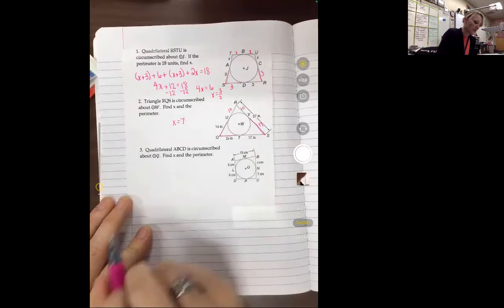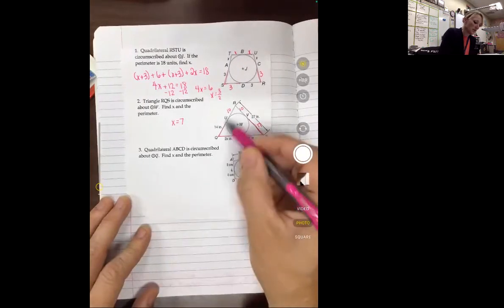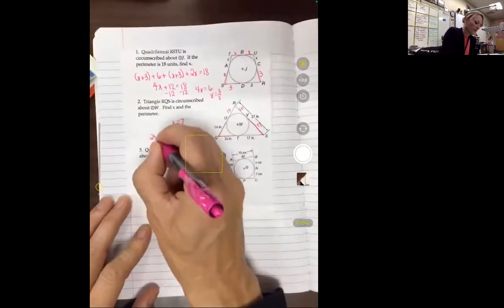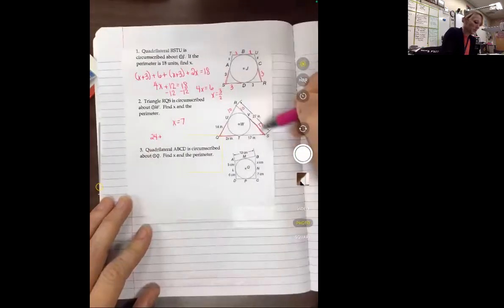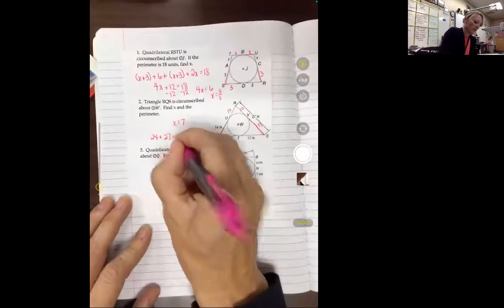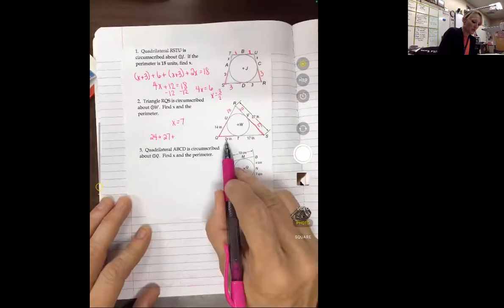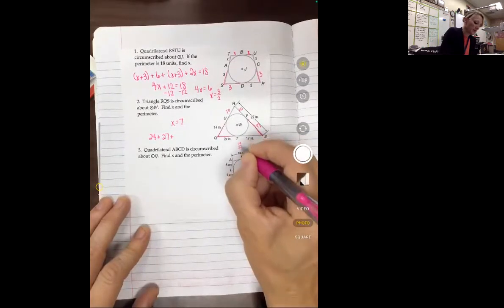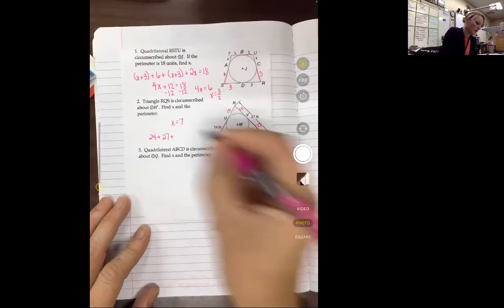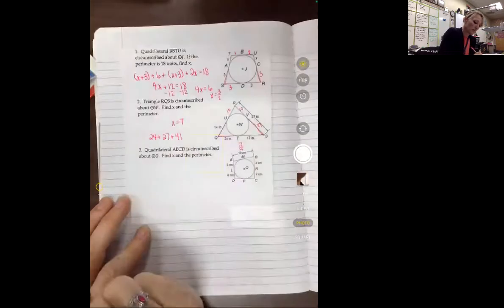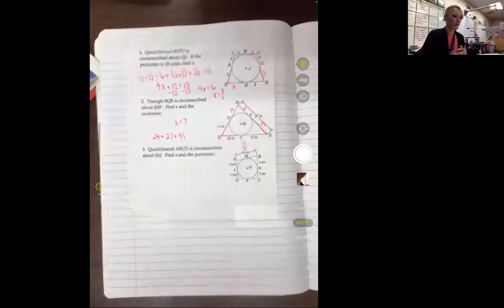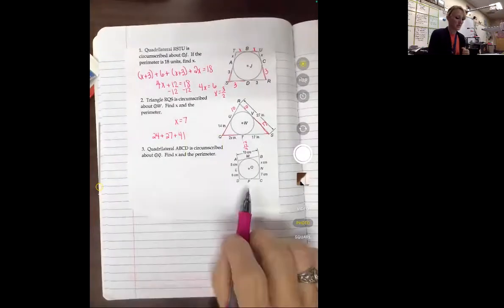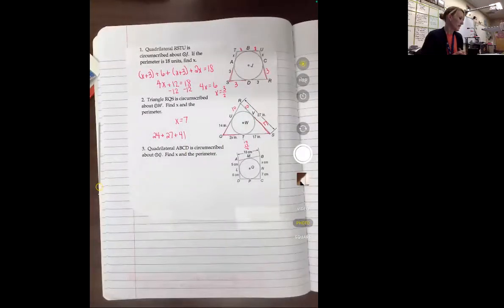So if we're going to find the perimeter, we know that this is 24. And we know this side is 27. And we know this side was 14 and 17, which is 41. And then we would just add them together to find the perimeter. And so this is the last one. It works the same way as the other ones.